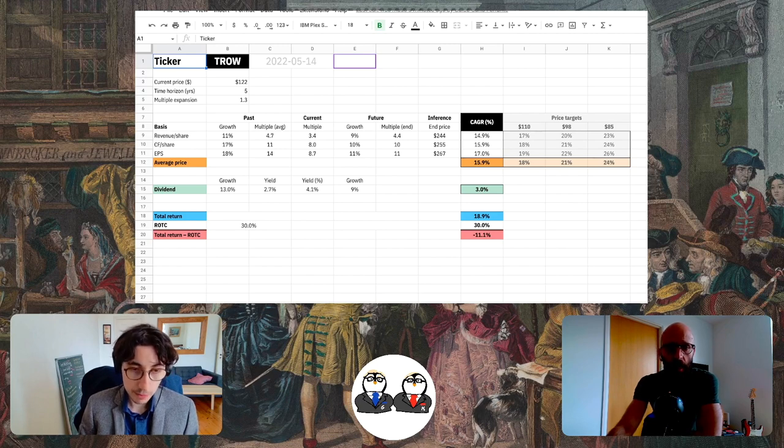Okay. And then again, the average multiples for the revenue is 4.7. For the cash flow it's 11. For the EPS, so the PE ratio, it's 14. Whereas the current multiples are 3.4, 8, and 8.7.